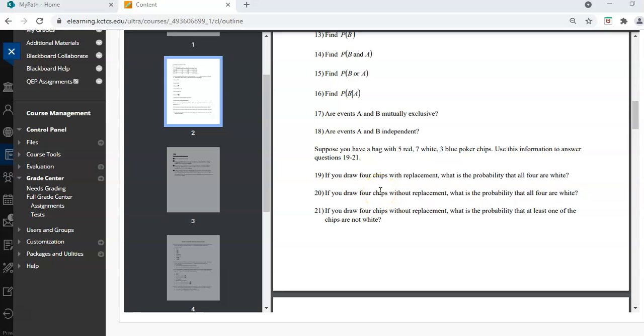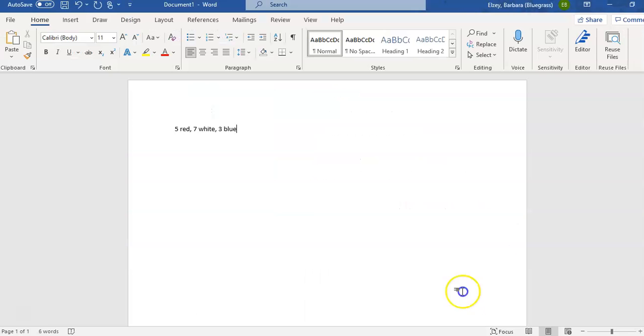Okay, so let's look at the three questions that you asked about 21, 22, and 24. 21: if you draw 4 chips without replacement, what is the probability that at least one of the chips is not white? We have a bag with 5 red, 7 white, and 3 blue. So 4 chips, we want to know the probability that at least one is not white. Now I'm going to go to a page here for a minute.